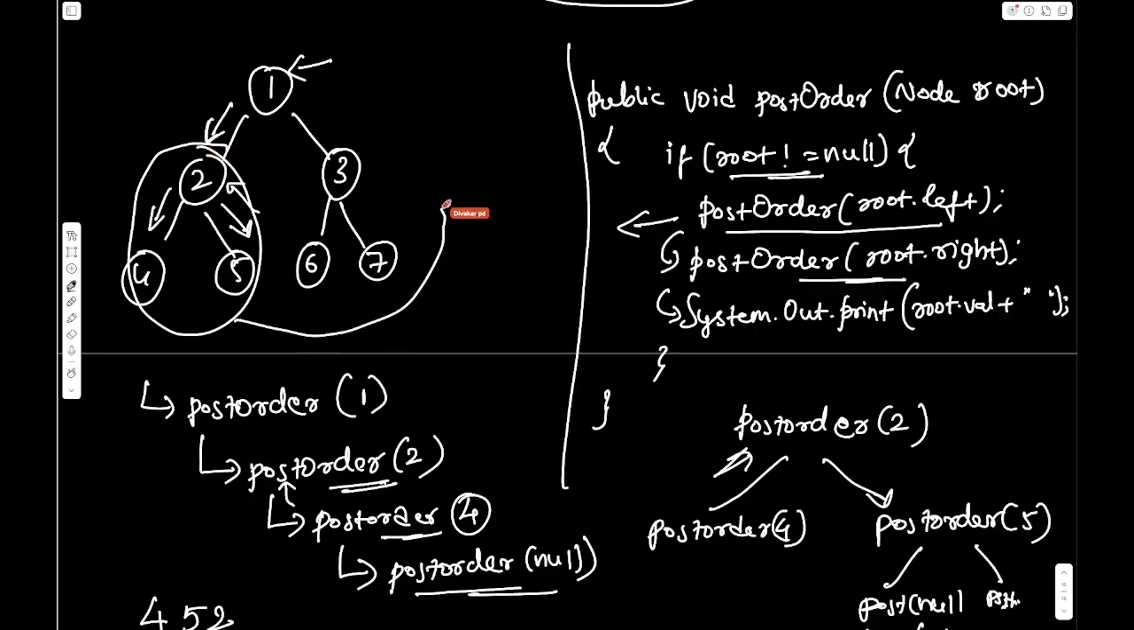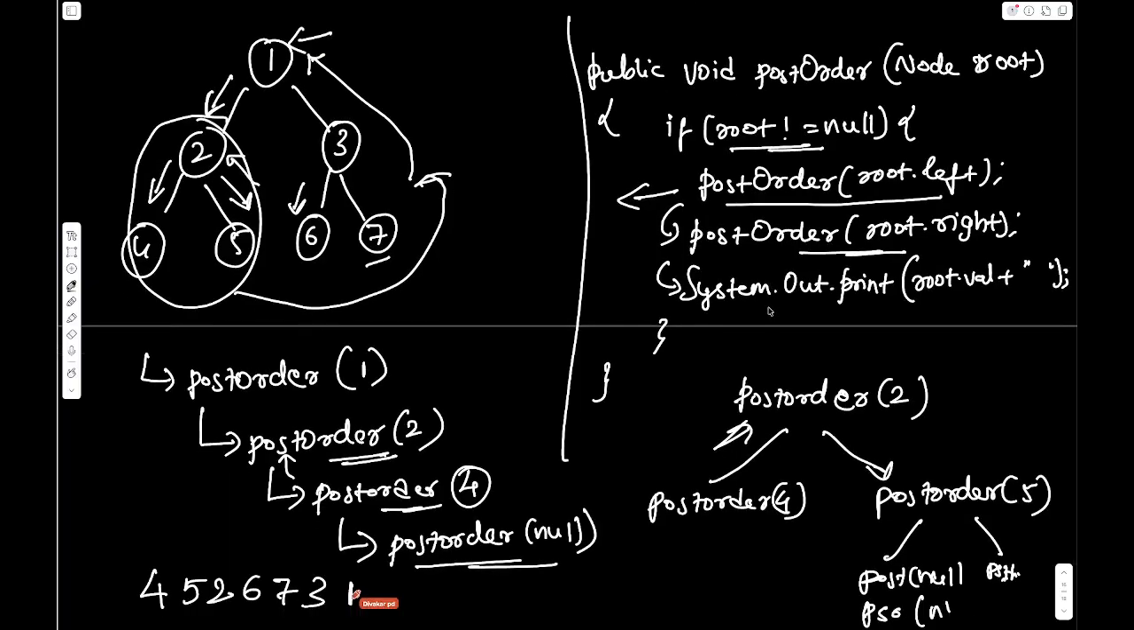Now again go to the right of the tree. So here left first, and then right 7, and then 3. Then at the end of the recursive call, it goes back to the root of the node. I hope it is clear.